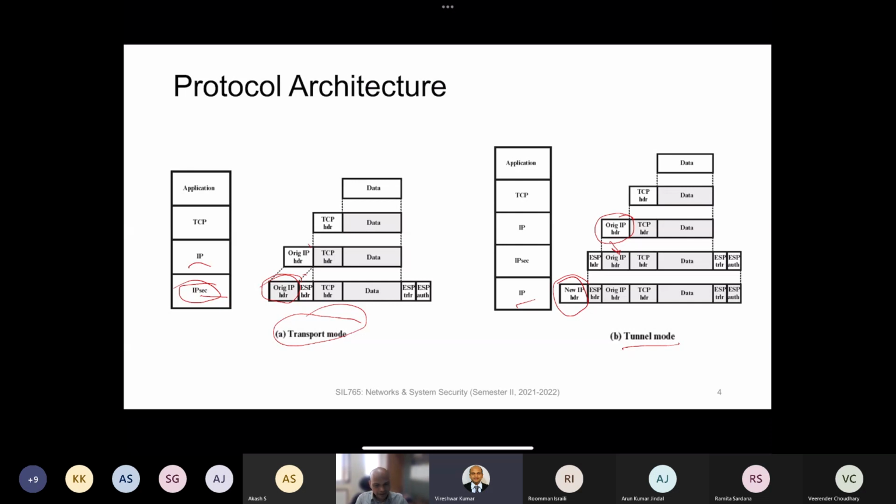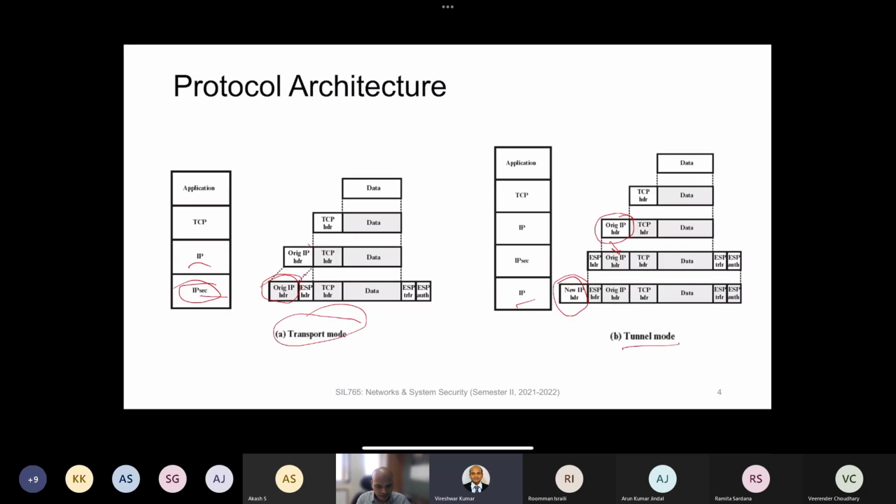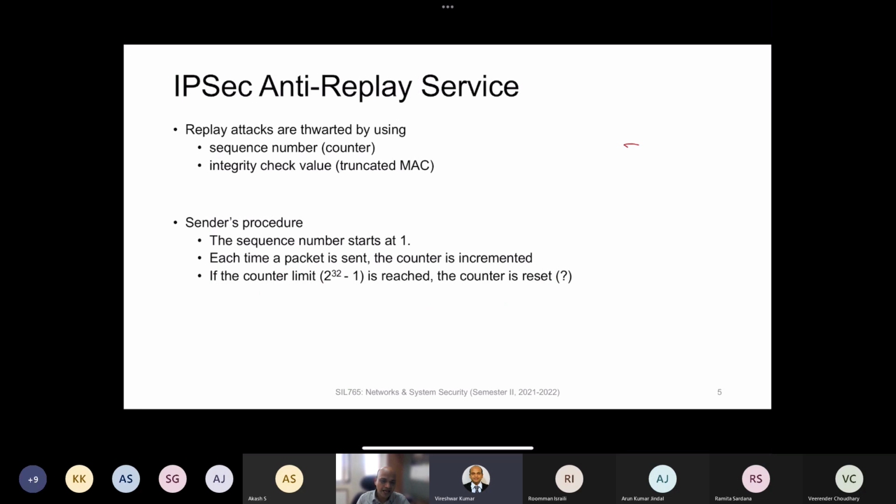Okay, good. So now we already have discussed the ways in which IPsec provides confidentiality, authenticity and integrity. So what we are now going to do is switch gears and see how IPsec also provides anti-replay service. So it also prevents replay attacks. Okay, so any question about how IPsec provides confidentiality, authenticity, integrity?